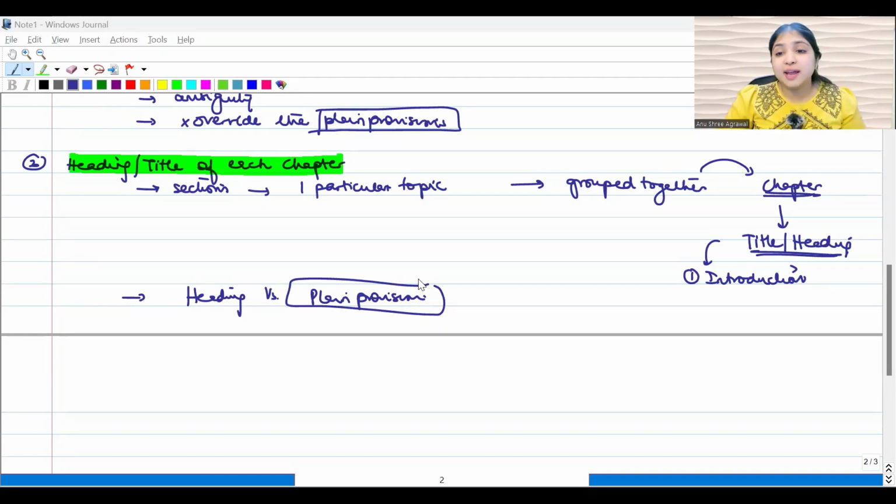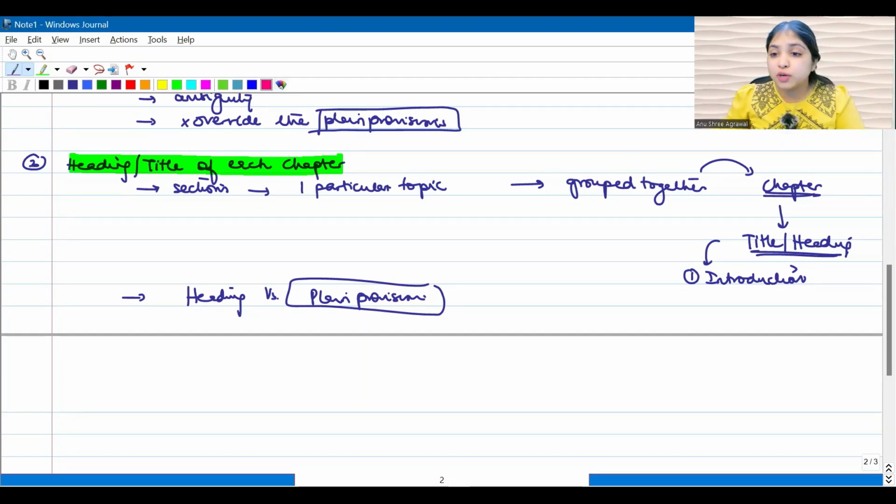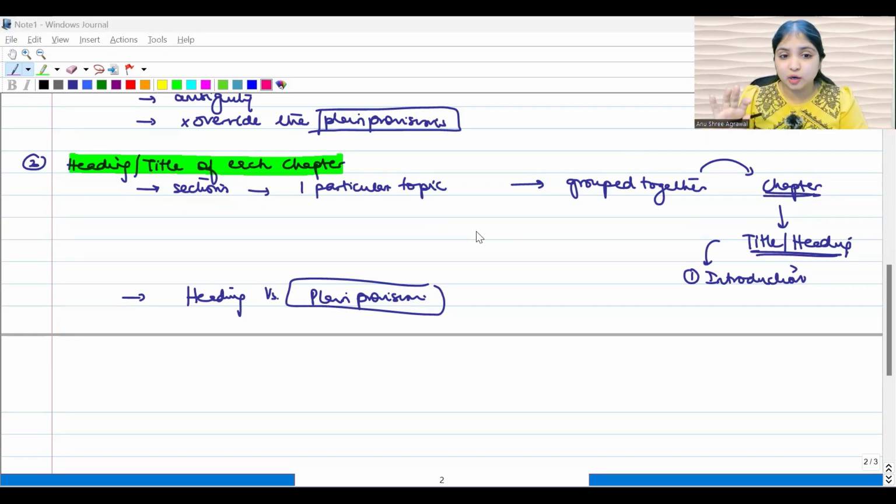All right. So yes, heading is a part of the statute. It can be used for interpretation, just like how the preamble gives us an introduction for the whole statute. The heading gives us an introduction for the sections which are under that particular chapter. So the heading can be used only to interpret the sections in that particular chapter. It cannot be used to interpret other sections belonging to other chapters. It tells us a very brief introduction of what all these sections are about. So this was the third internal aid, heading and title of the chapter.